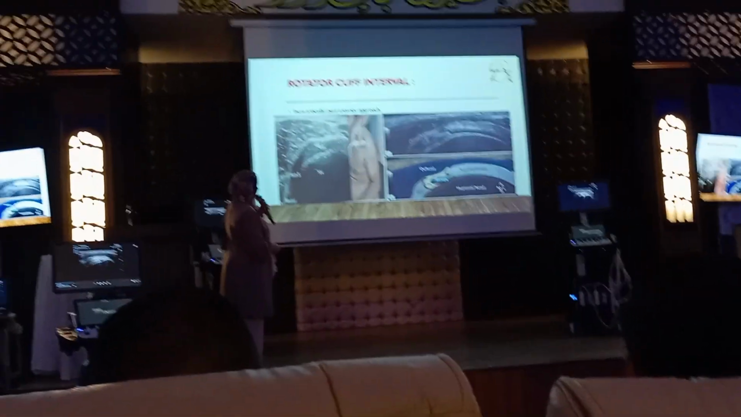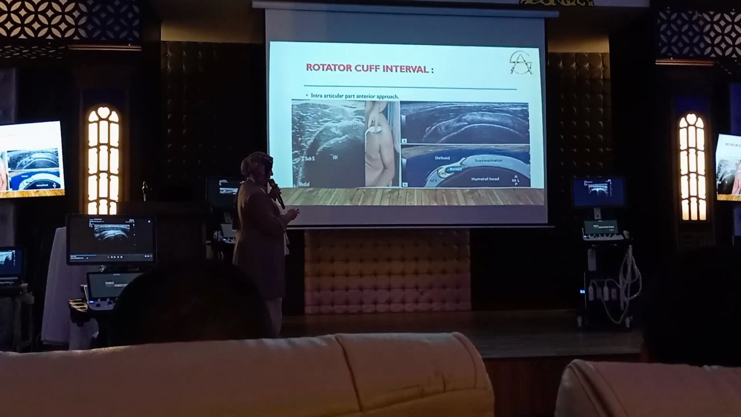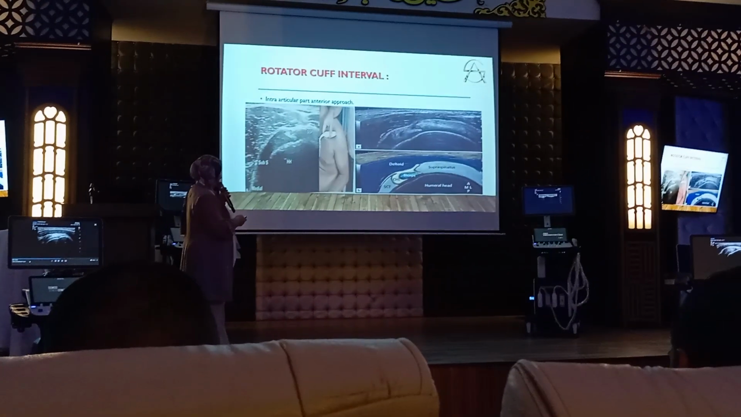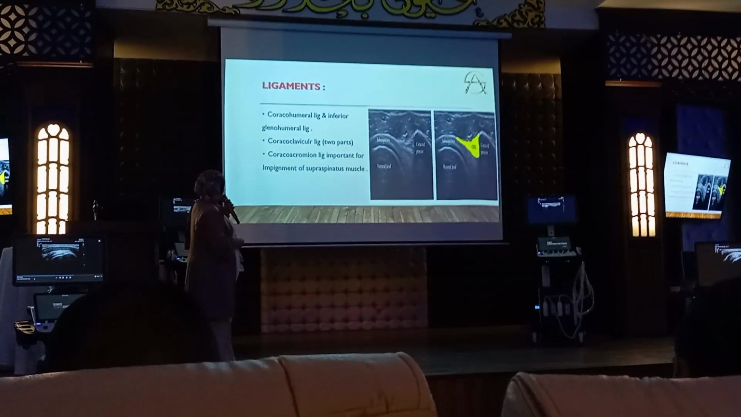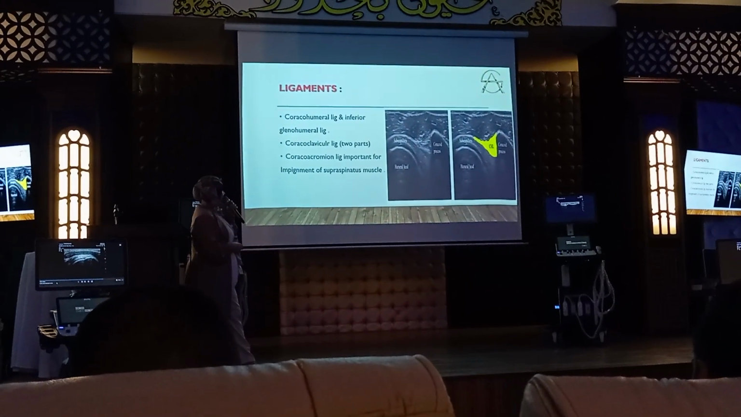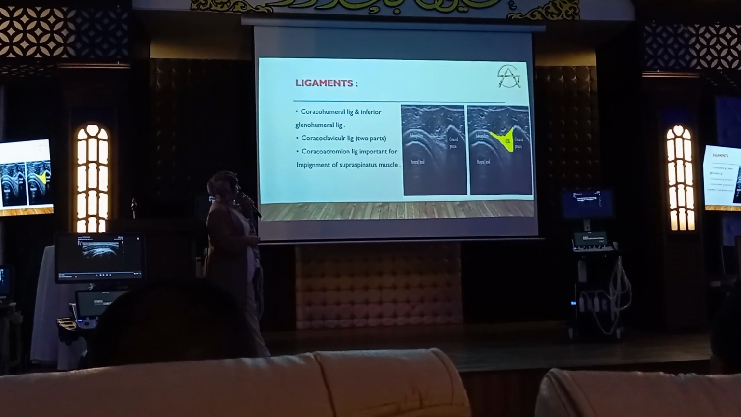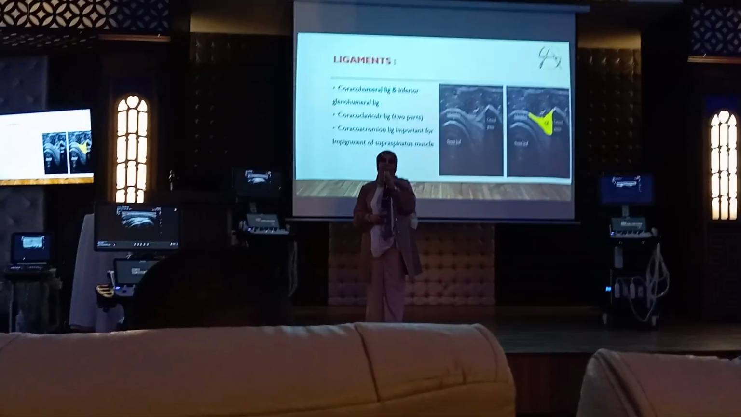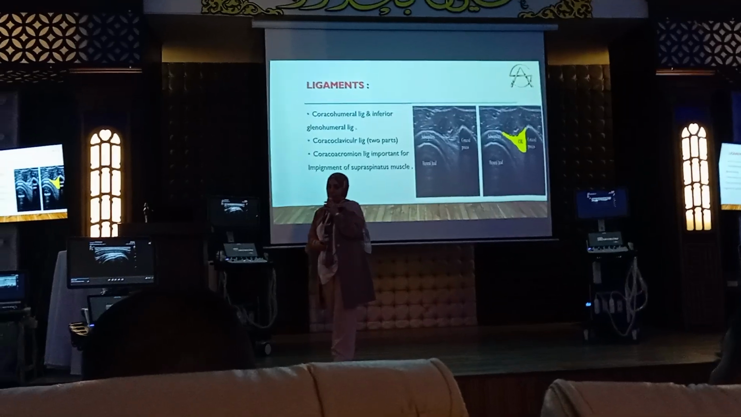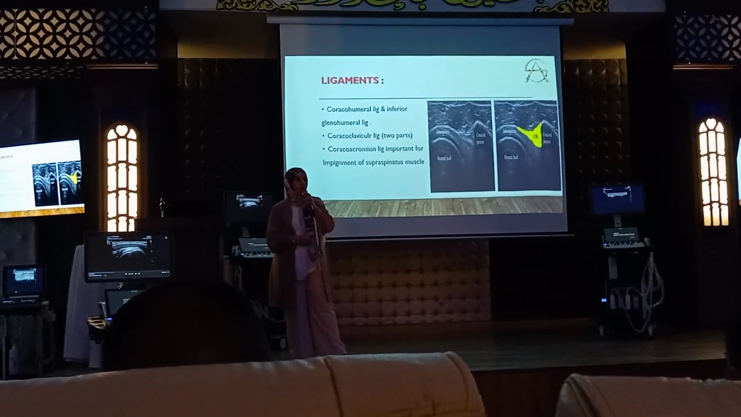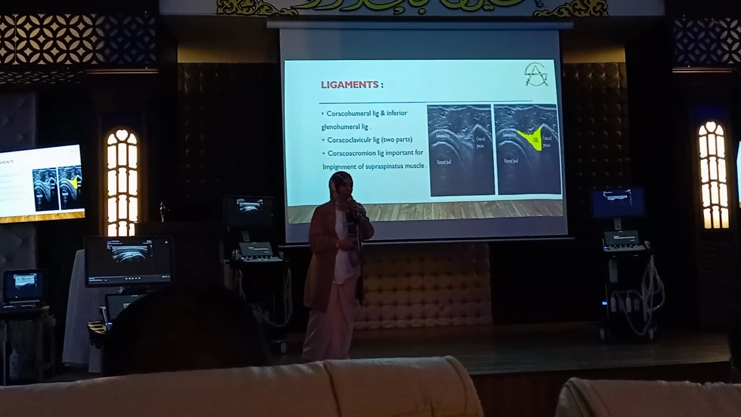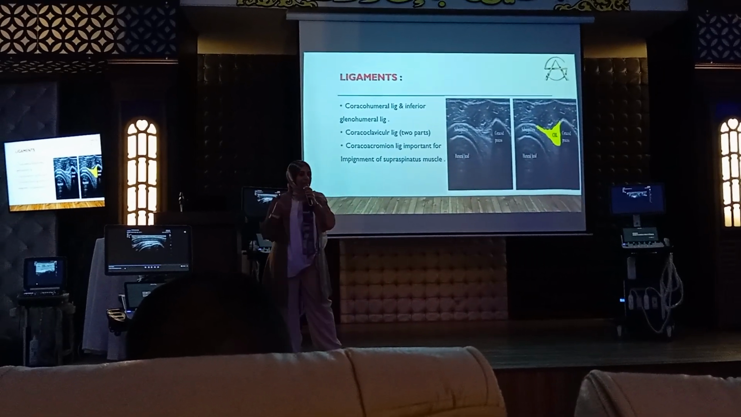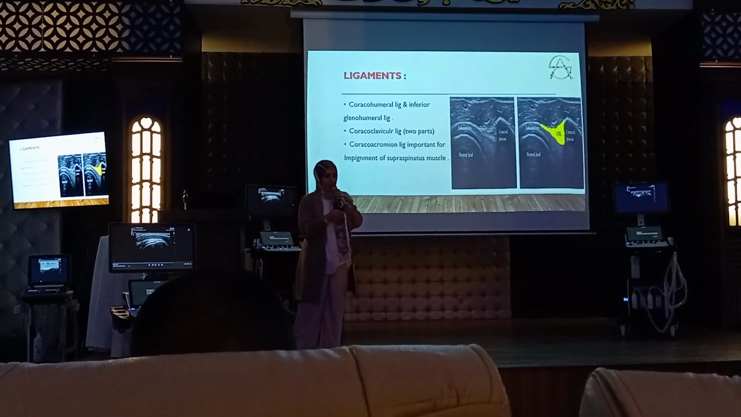This is the picture of rotator cuff interval. As we said, it is the most important for anterior approach of articular injection. We speak about the ligament. The most important ligament is the coracohumeral ligament, which passes above the subscapularis muscle, and the acromioclavicular ligament. It is also important because just below it passes the supraspinatus muscle. So if it is thickened, it can cause supraspinatus impingement.